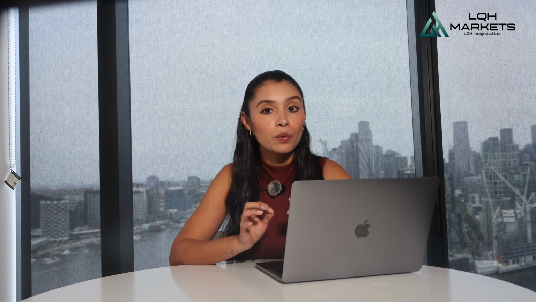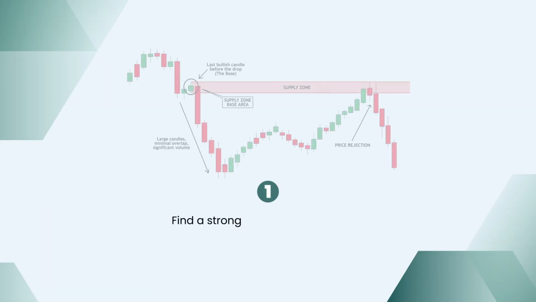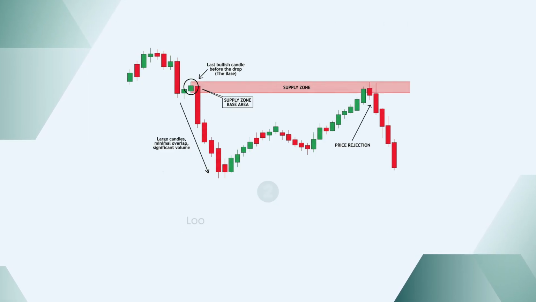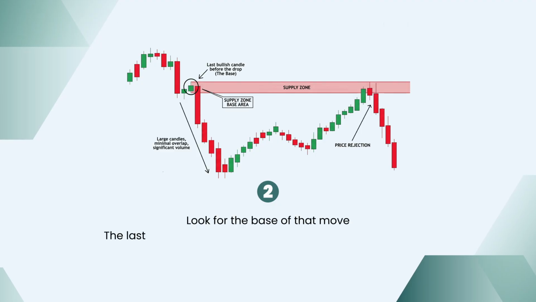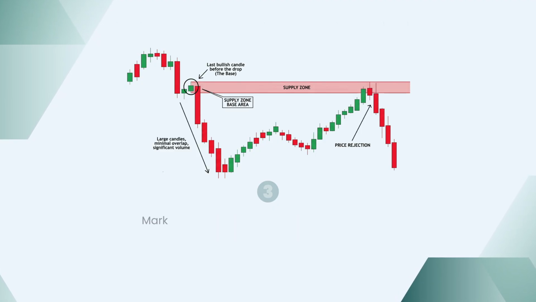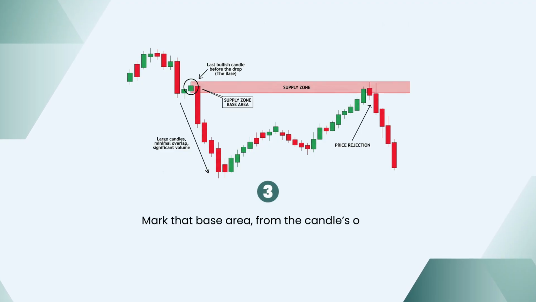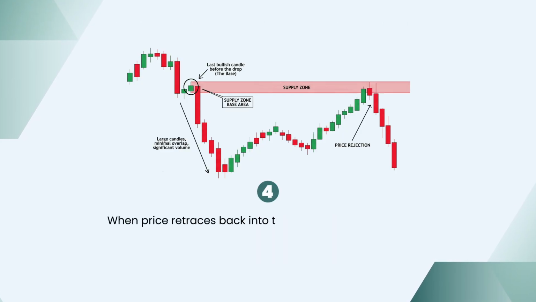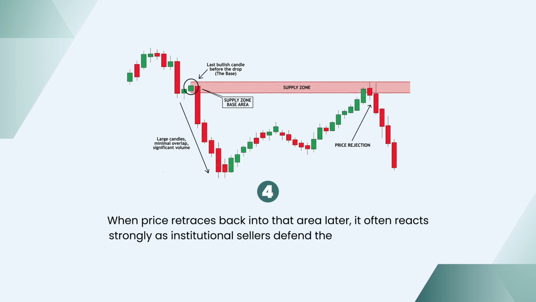Here is how to spot one step by step. The first thing is to find a strong bearish impulse move, a large candle or series of candles with little overlap. Look for the base of that move, the last bullish candle or a small consolidation before the drop. Mark the base area, from the candle's open to close or high to low, as your supply zone. When price retraces back into that area later, it often reacts strongly as institutional sellers defend their previous entries.